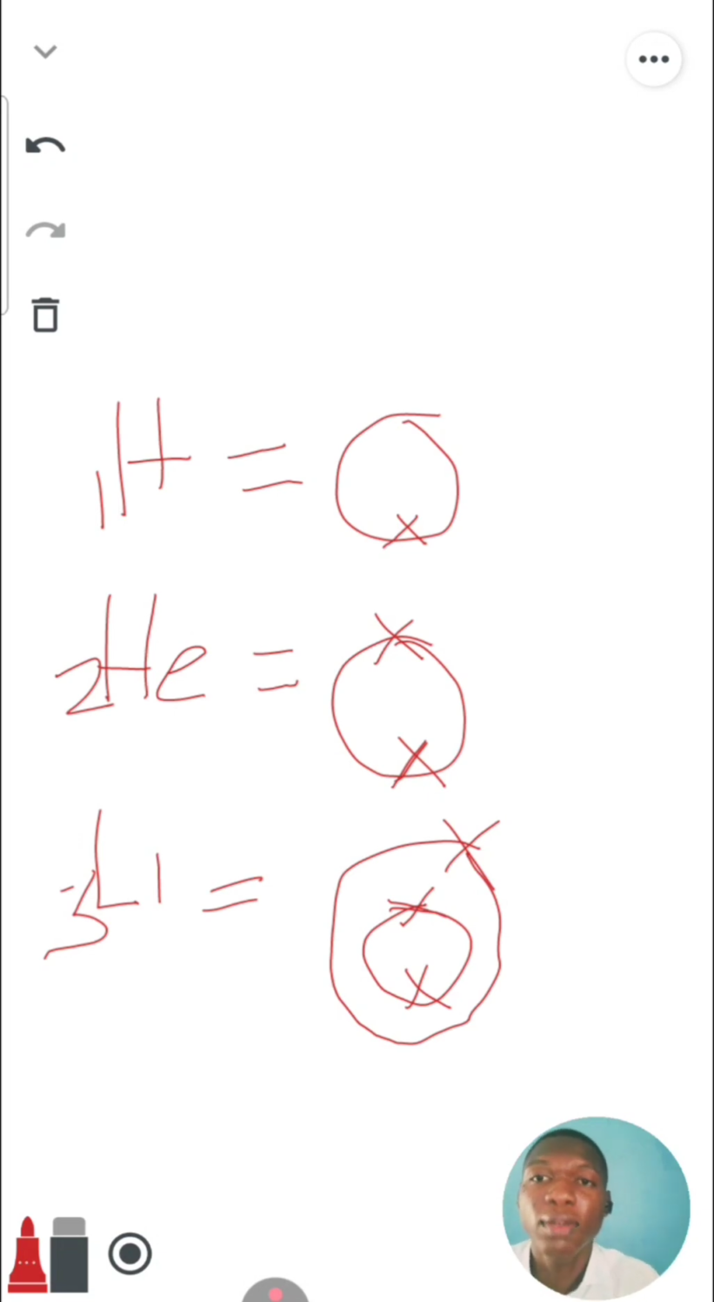All right. So what if I have another one? Let's say neon. Neon is atomic number what? Number 10. Are you getting that now? So it will have how many electrons? It will have 10 electrons. Is that correct? So how will they arrange?